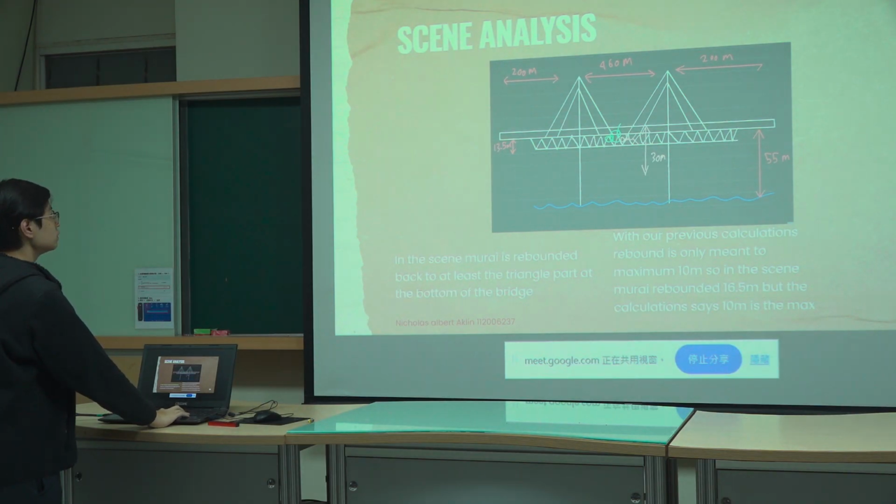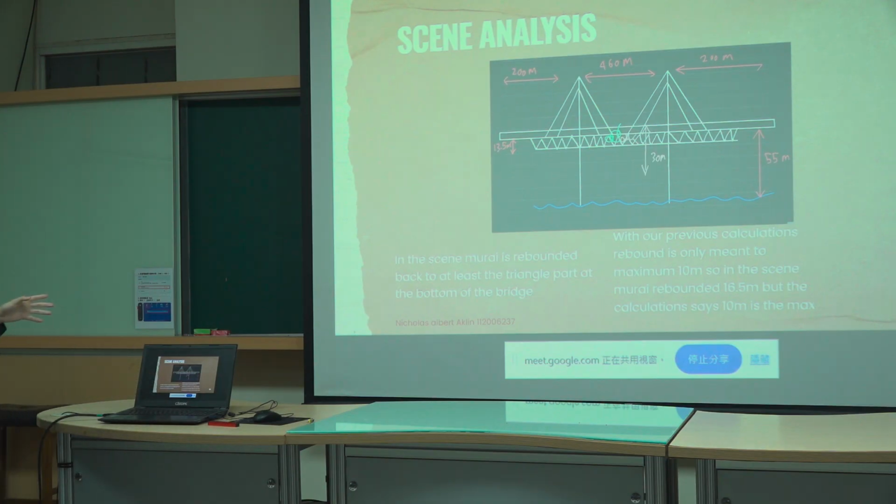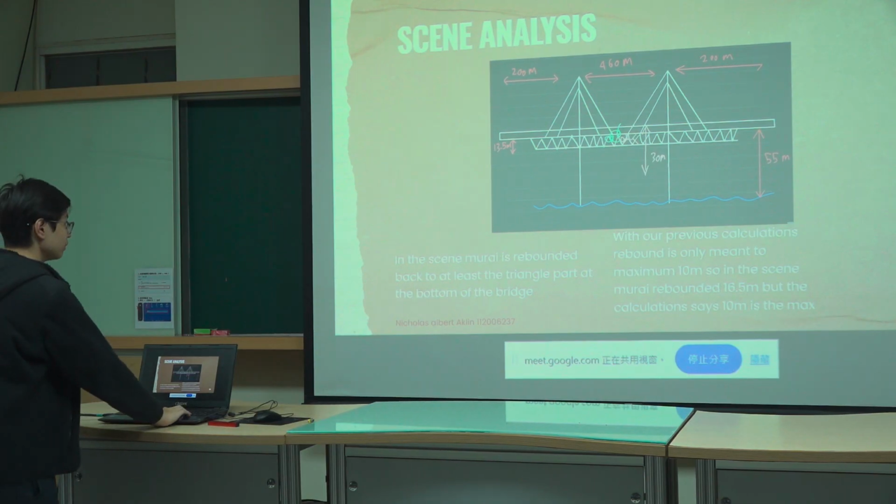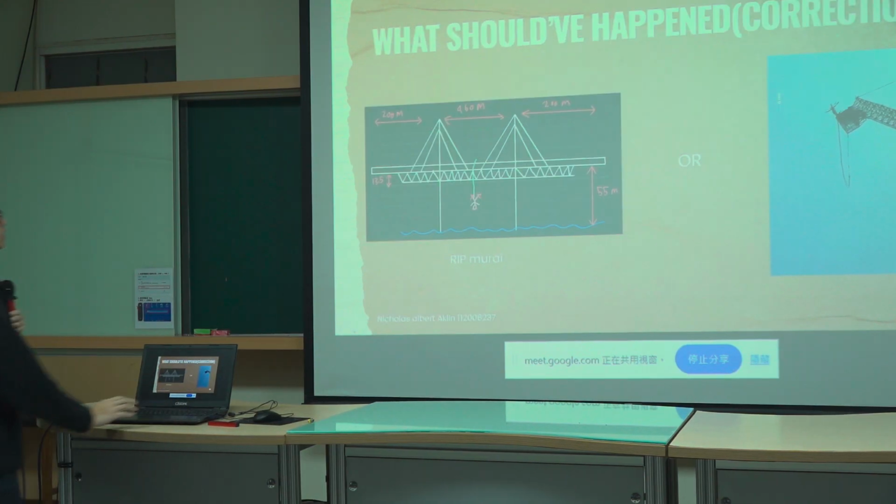Okay, and so this is the conclusion of why that is not possible. According to data, the Yokohama Bridge has a triangle support under it, whose height is about 13.5 meters. And in the scene, Murray rebounded back at least to the same height as that triangle support. So if we subtract the 13.5 from the 30, we get 16.5, which is more than the maximum rebound height. Okay, this is the correction.